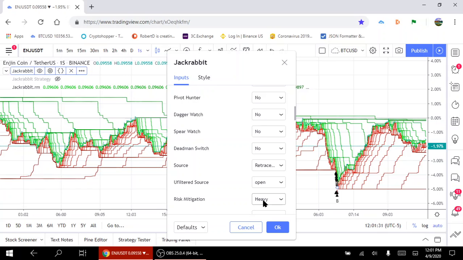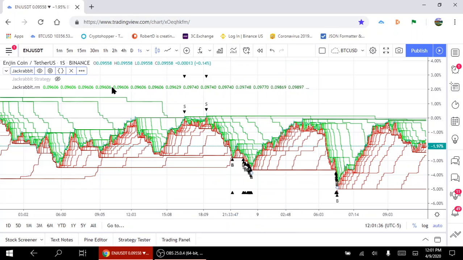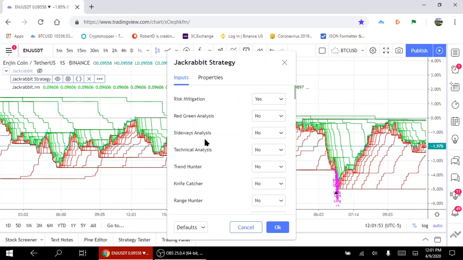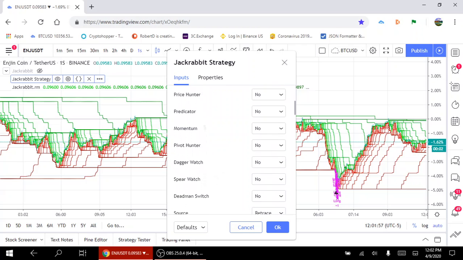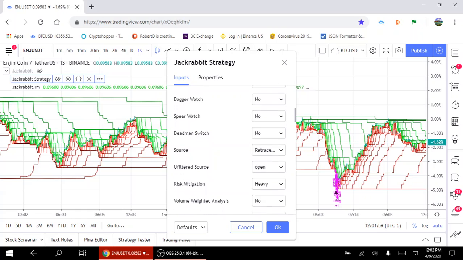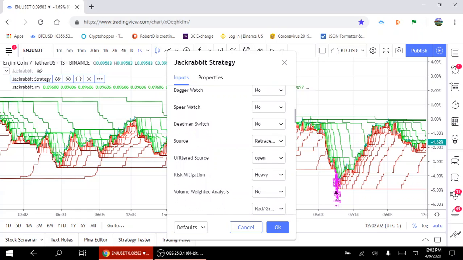And this is what you're looking at on the chart. Heavy risk mitigation. So let's go ahead and hide the strategy, hide the indicator and bring up the strategy. I did the same thing here. I set it only to use risk mitigation. No other features. See, everything turned off. Heavy setting.